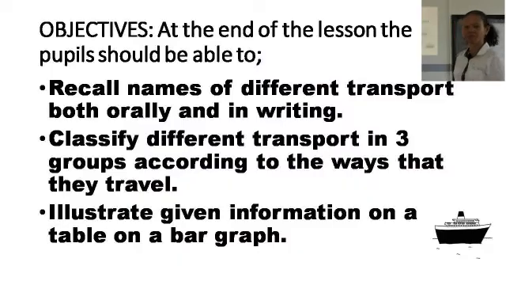So the objectives for the lesson are as follows. The pupils should be able to recall names of different transport, both orally and in writing. Classify different transport in three groups according to the ways that they travel. And illustrate given information on a table on a bar graph.